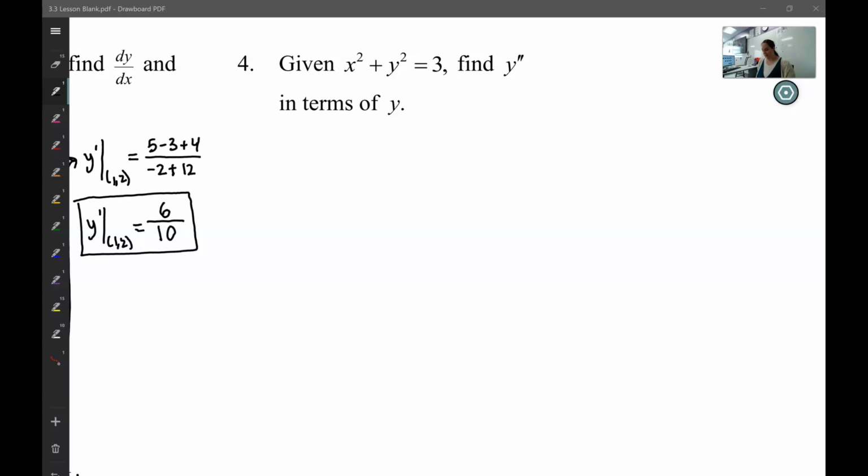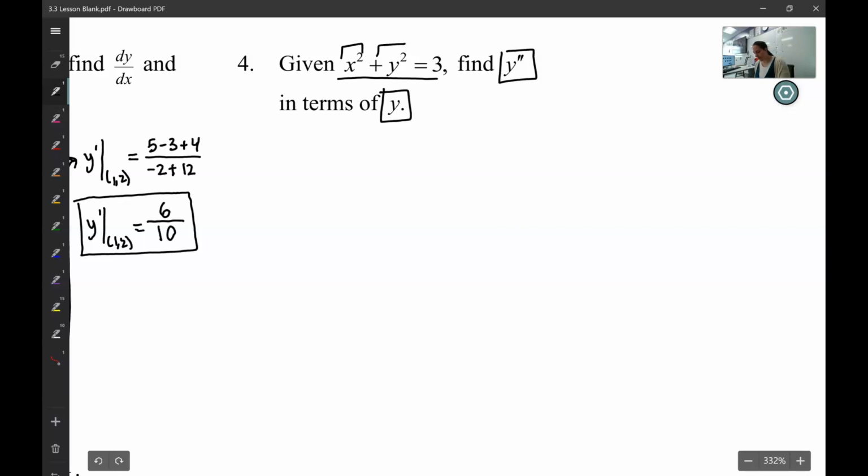Let's try the next example. Now this example asks us to find y double prime in terms of y. So we need to take the derivative twice. I want you to start by taking the first derivative on your own and remember your hook-on factors. So here's your equation. Try to take the first derivative in parts and then simplify it and solve for y prime or dy dx. Ready, set, go.